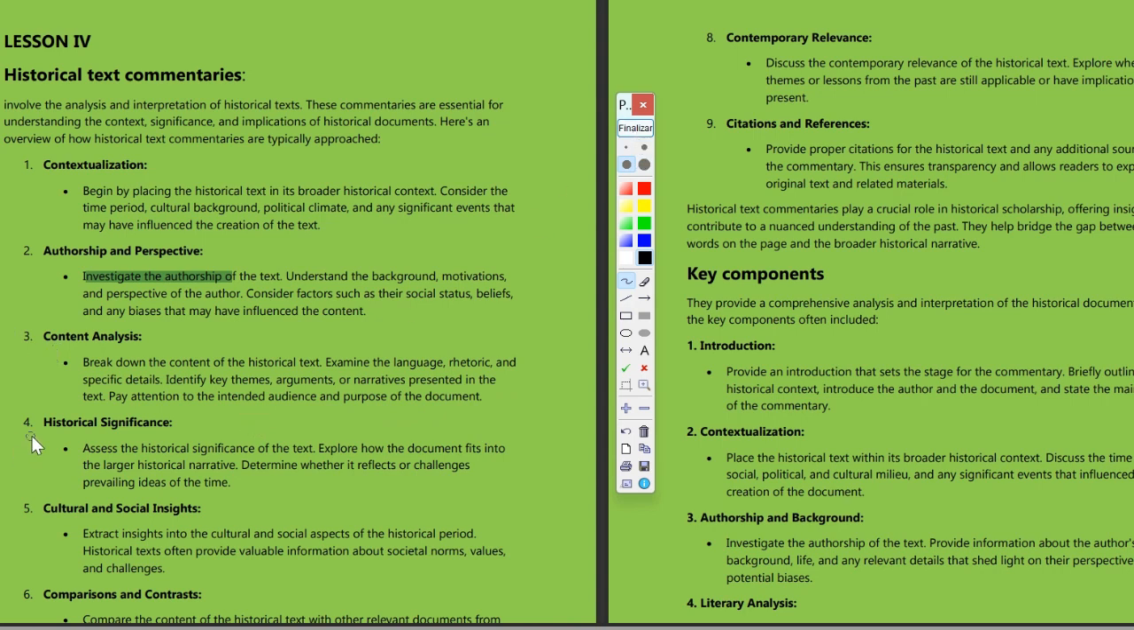Let's go to number 4, historical significance. For the historical significance of the text, we have to explore how the document fits into the larger historical narrative, and determine whether it reflects or challenges the prevalent ideas of the time.